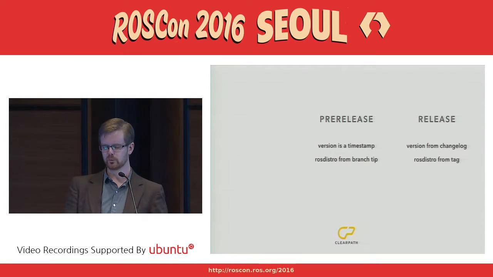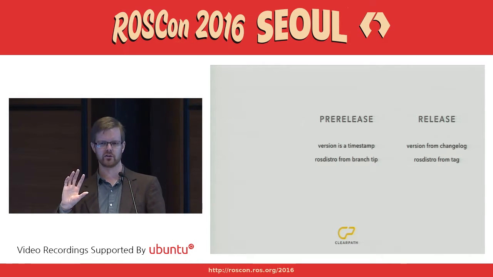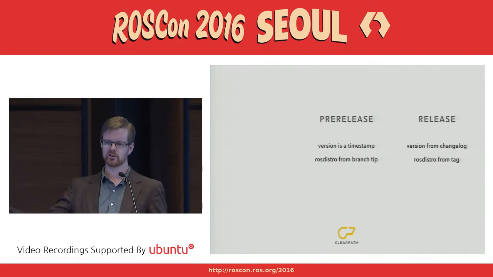So that gives us 2 bundle types. We have a pre-release bundle, which is kind of equivalent to testing debs. It's just the newest of everything. And then we have a release bundle, which is the fixed versions based on a tag.